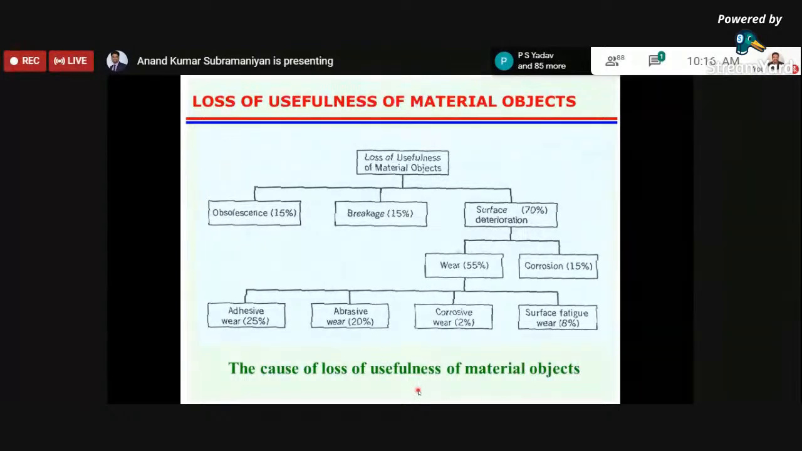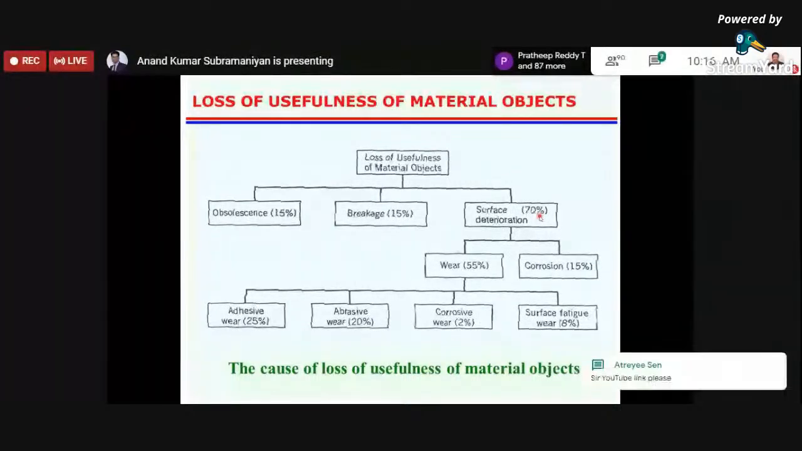This being the case, it throws a greater challenge to material scientists as well as the research community to mitigate this particular surface deterioration or damage, which quite significantly affects, to an extent of 70%, right? So how do we do that is the challenge, and that is what we are going to look at from now on with the rest of the slides.